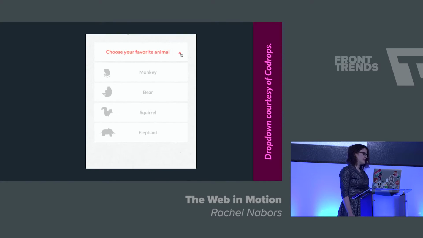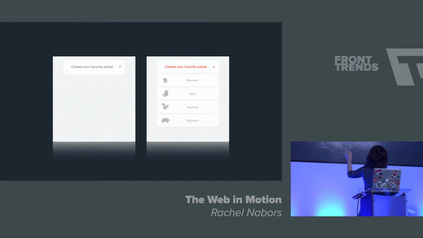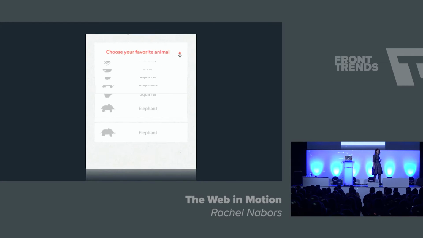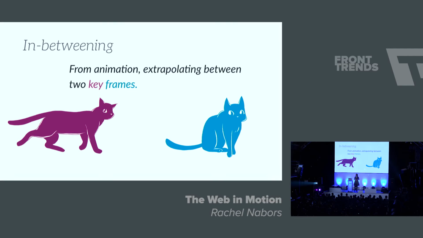So when a user sees this happen, some very interesting things happen in their brain. The human mind is clever enough that it can take this before image and this after image, and extrapolate between them what must have happened. This is a pretty complicated maneuver. In studio animation, we call this in-betweening, and it is a dead-end job.